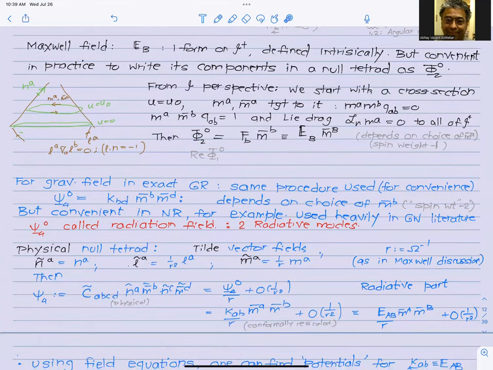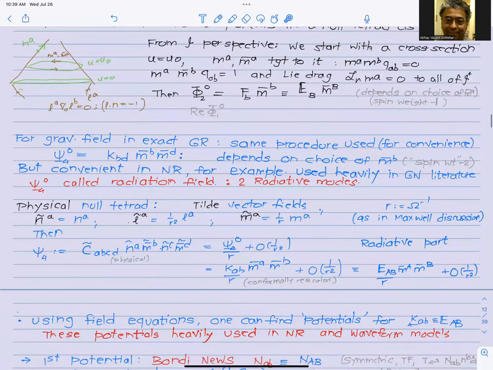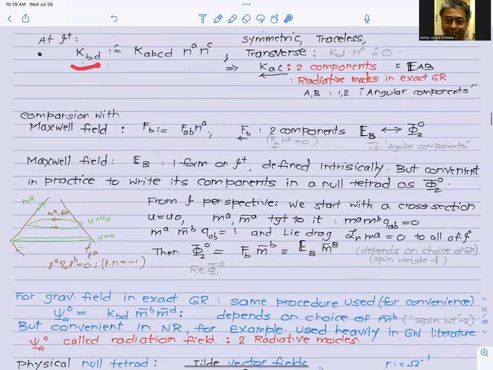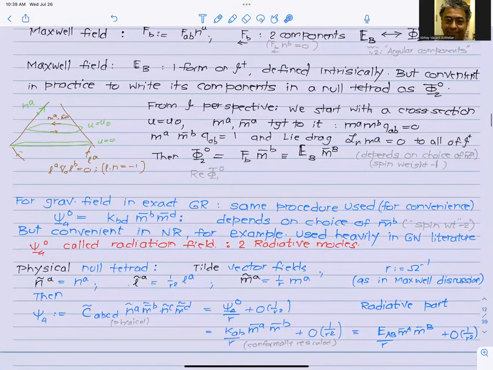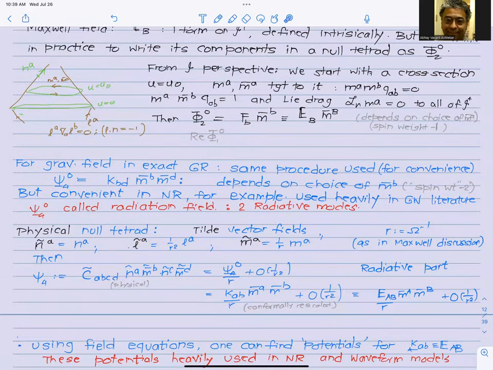In the gravitational field, in exact general relativity, the same procedure is used, again for convenience. I have a tensor field K_AB. It has only two components. When I pull back to Scri, it has only two components up here. And what I can do is take that and plug into it m bar, m bar. It is traceless. Therefore, if I plug in m and m bar, I'll get zero. So I can either plug into m bar, m bar, or m, m, and that's it.